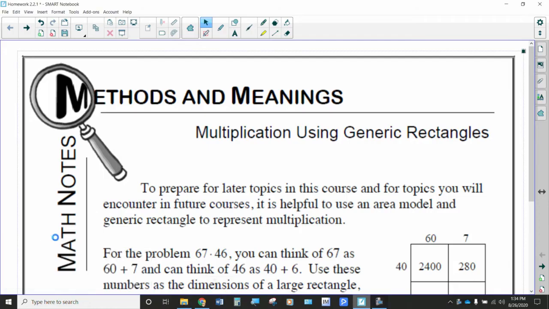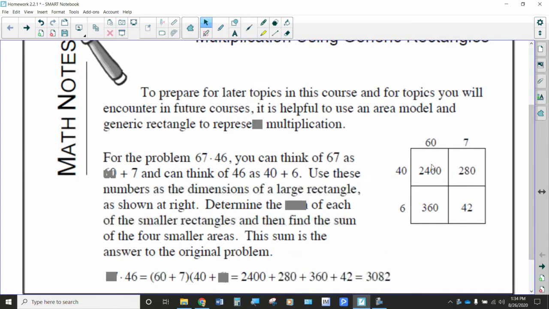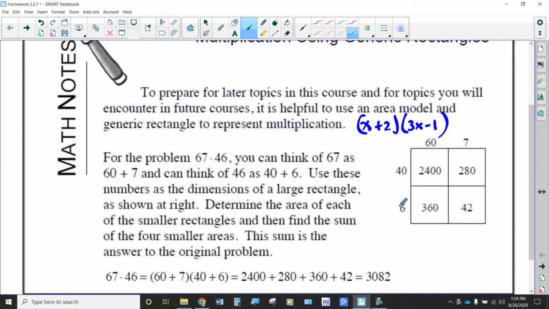Alrighty, let's take a look at our homework for yesterday. Multiplication using generic rectangles. This is another strategy that is going to come in handy when you get into high school math and we replace the problem of 46 times 67 with a problem like x plus 2 times 3x minus 1. This generic rectangle is going to come in very handy when solving a problem like that.